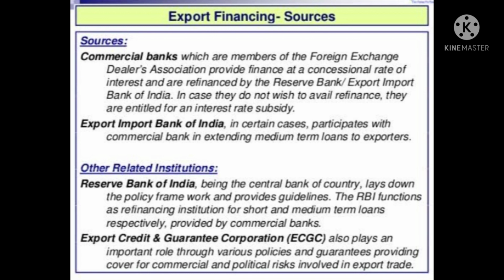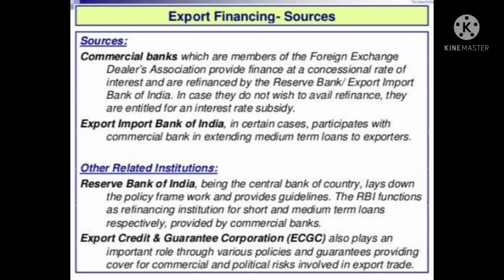And the last one is Export Credit and Guarantee Corporation. This ECGC also plays an important role through various policies and guarantees providing cover for commercial and political risks involved in export trade. See, providing finance to export trade is not an easy thing. They might get back the money or they might not. That is why this ECGC gives a guarantee by providing certain guidelines, and it also provides a cover to the commercial banks for the political risks involved in it.